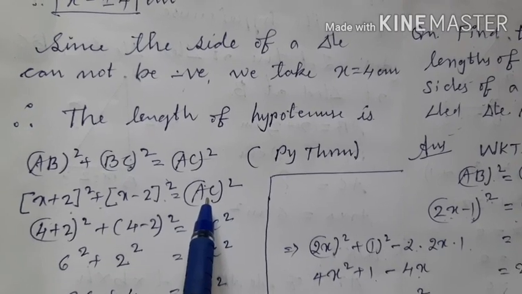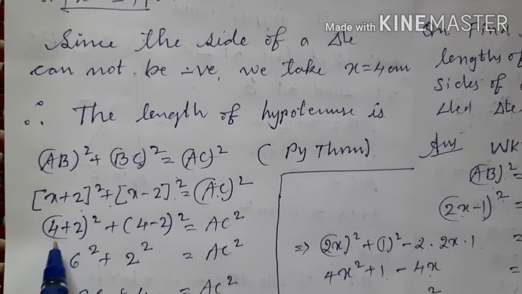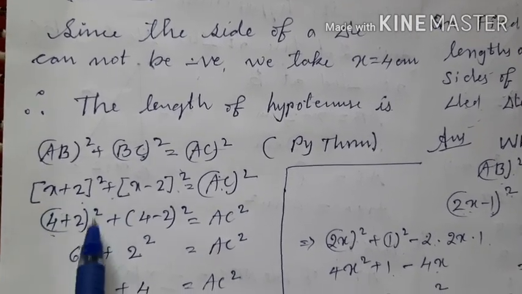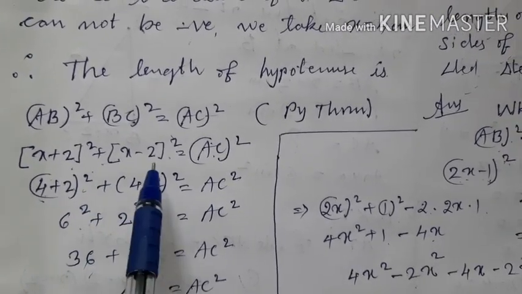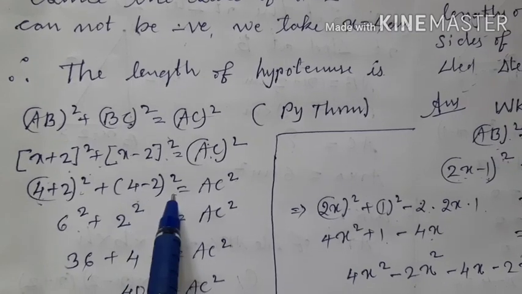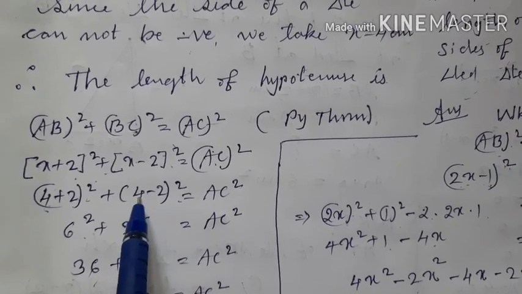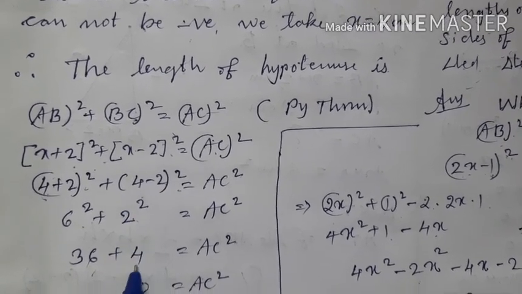Now let the value of x be substituted. So x plus 2 means 4 plus 2 the whole square. 4 plus 2 is 6. 6 square becomes 36. X minus 2 is 4 minus 2, that is, it becomes 2. 2 square is 4.